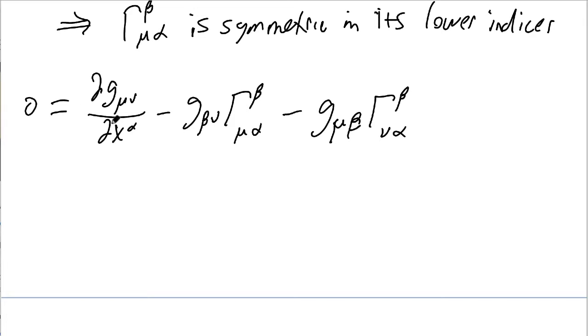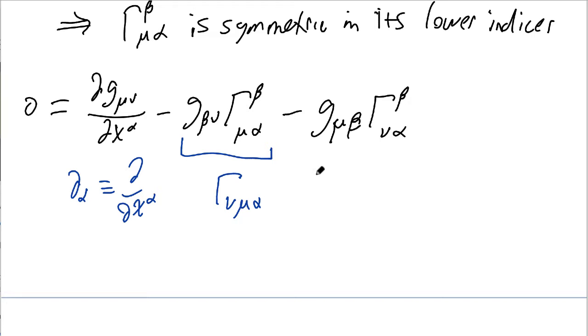First of all, for derivatives with respect to the coordinates, let's use the symbol partial alpha. That's just shorthand notation for partial derivative with respect to x alpha. And I also want to shorten this combination, make a shorthand notation, and call this gamma nu mu alpha. And this combination would be gamma mu nu alpha.